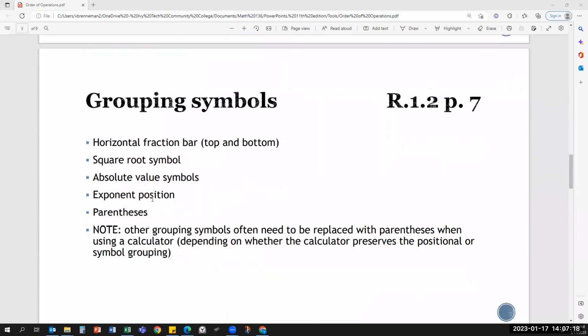All right, grouping symbols. A horizontal fraction bar groups what's on the top and the bottom. A square root symbol groups what's inside of it. Absolute value symbols group what's inside of them. Exponent position groups what's in that position. So those are all operations, really. The horizontal fraction bar is division, the square root symbol is square root, absolute value, exponent. So they're operations that also have a built-in grouping.